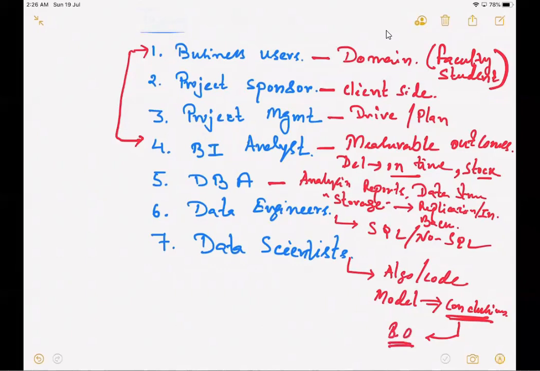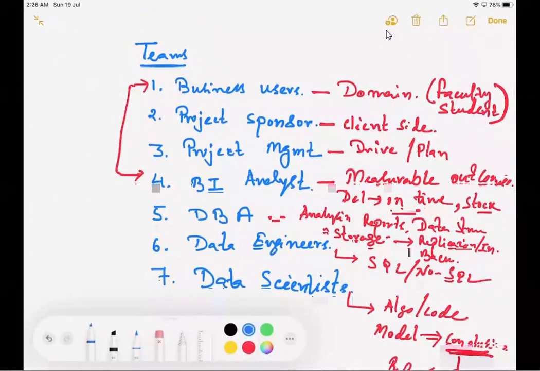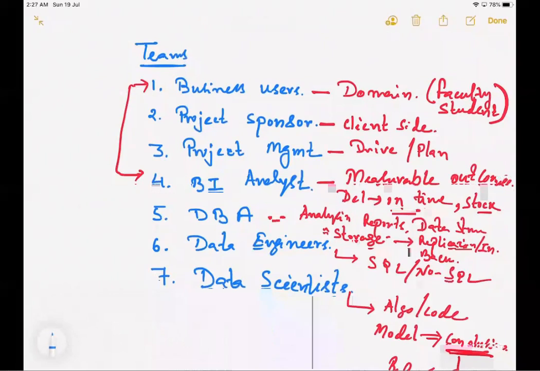Now, for a complete team, we are going to need these 7 sets of people to identify whether we have the right set of people or not. If I lack any of these components or any of these sets of people, obviously I will not be successful in running a good data analytics project. So these 7 people are very important for me.